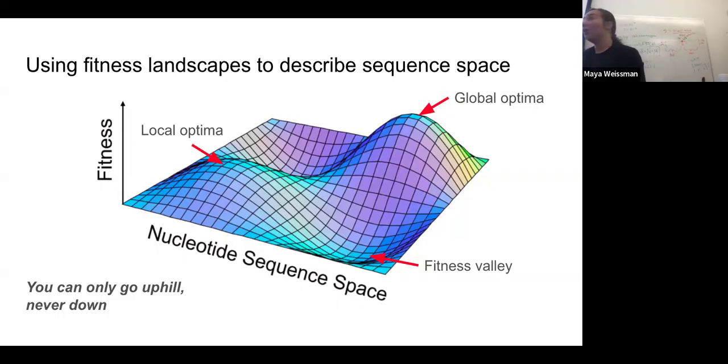I didn't realize, I thought there were two. Is this a different thing? Yeah, this is a different fitness landscape than the other one. This is a complicated one.